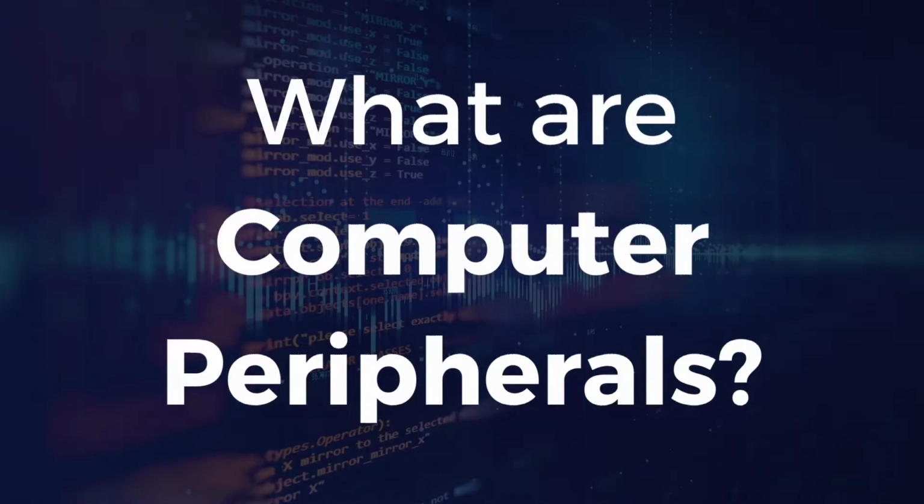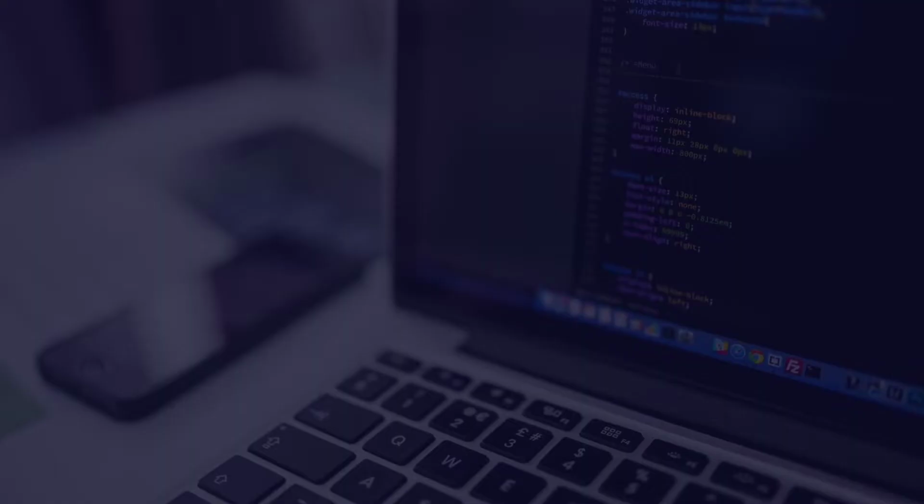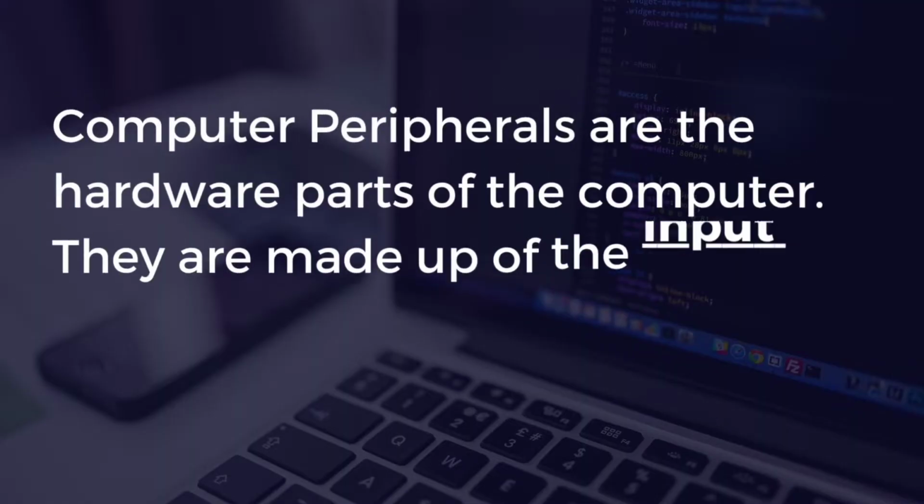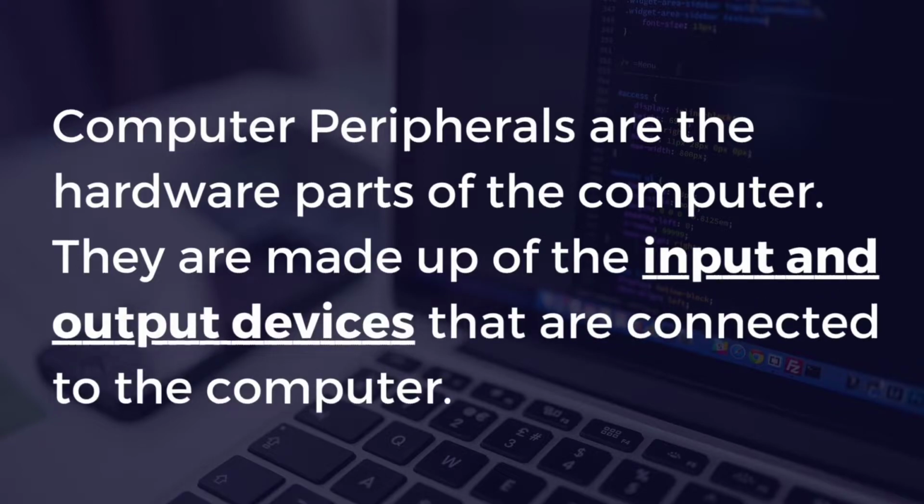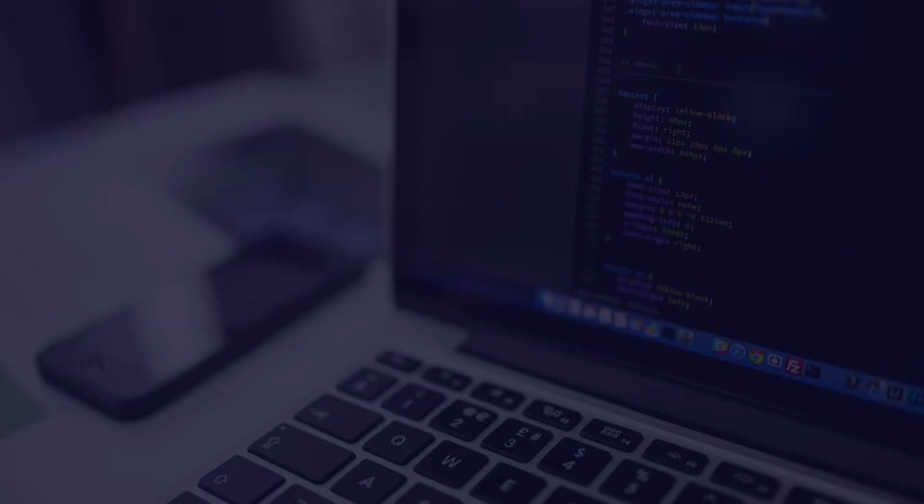Now, let's talk about the computer peripherals. What are they? Well, simply put, computer peripherals are all the hardware parts of the computer, which are made up of the input and output devices. We said the computer is divided into two parts, the software and the hardware. The hardware are those physical parts of the computer that can be seen and touched. So when we talk about the computer peripherals, it has to do with all the hardware parts of the computer.